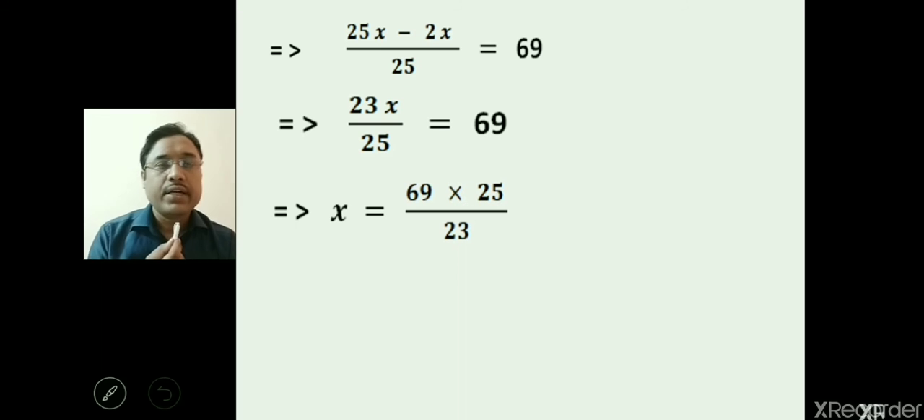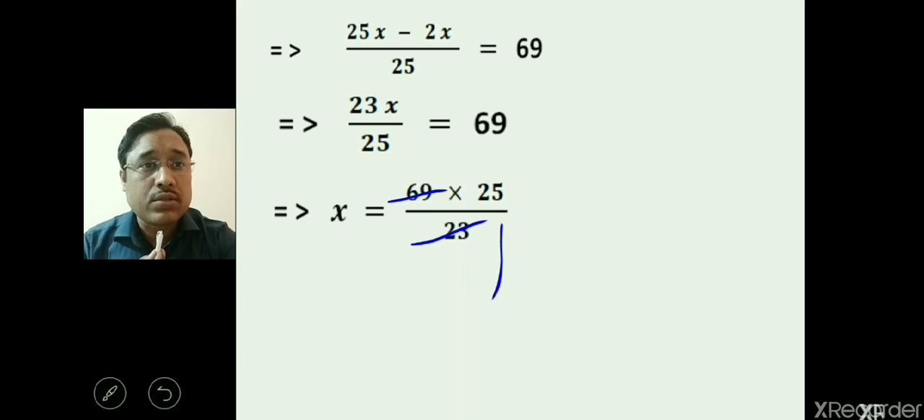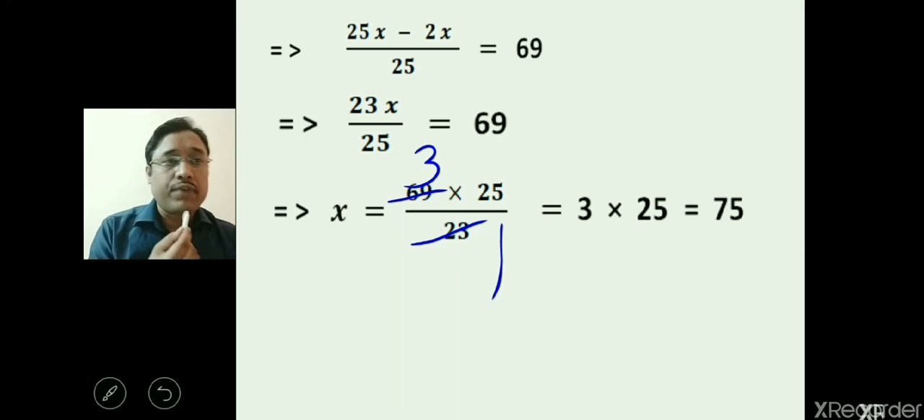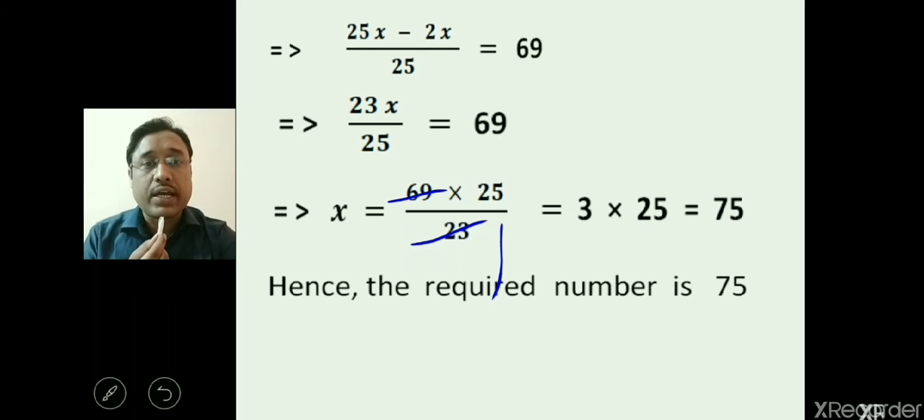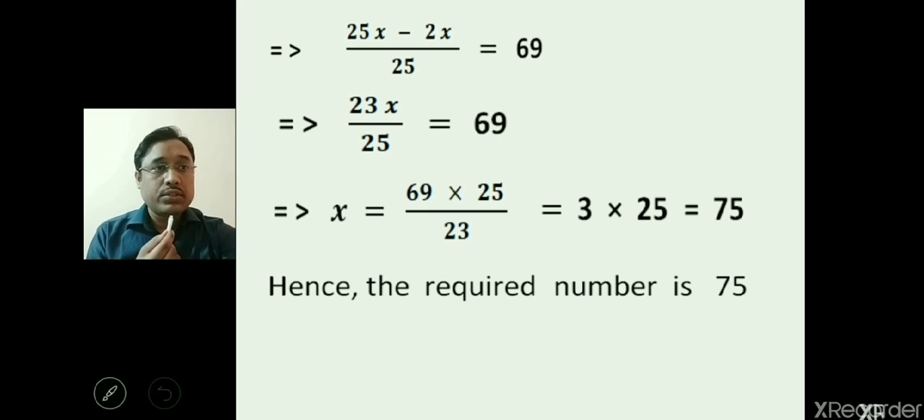Then we will have x equals 69 into 25. This 25 you will take on the other side, and 23 will divide on the other side. By cross multiplication, you can see 69 into 25 by 23. So I will cut 23 into 1 times and 23 into 3 times. Then 3 into 25 is 75. So this is the value of x, hence the required number is 75. Okay, so this way you can solve the questions.